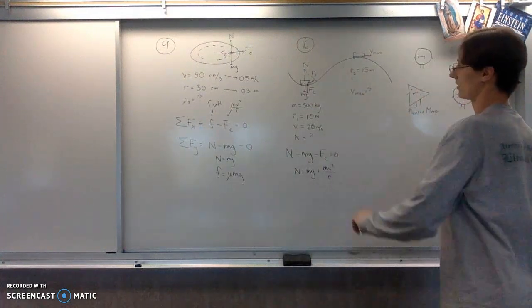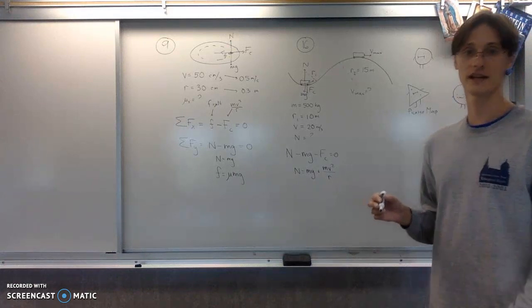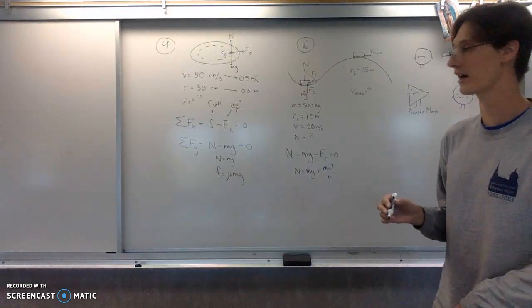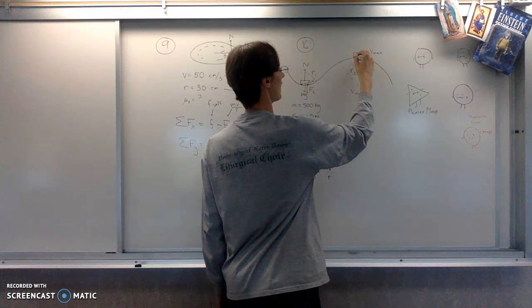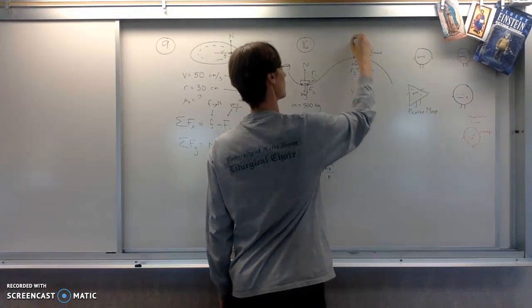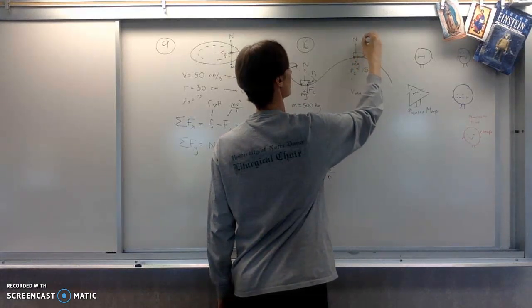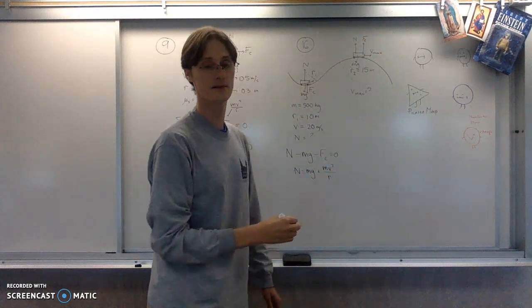All right, now this one, where they want to know Vmax. Again, this is very much like what we did on that classwork sheet, so it shouldn't have caught you by surprise. At the top, it's got gravity down, and the normal force up, and also the centrifugal force up, because it's got to go out of the circle.